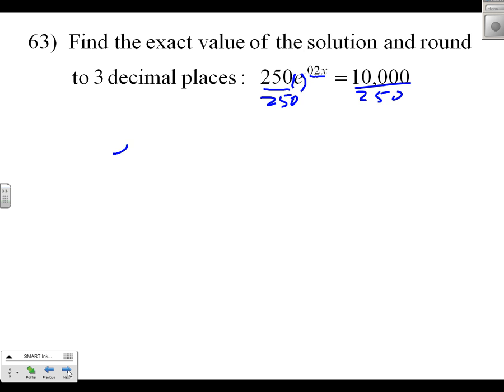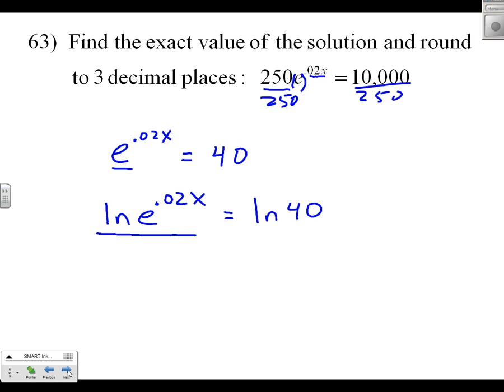And I get e to the 0.02x equals 40. And now I can take the log or ln of both sides, and I would suggest it'd be crazy not to do ln on this one since we're working in base e. So ln e to the 0.02x equals ln 40.